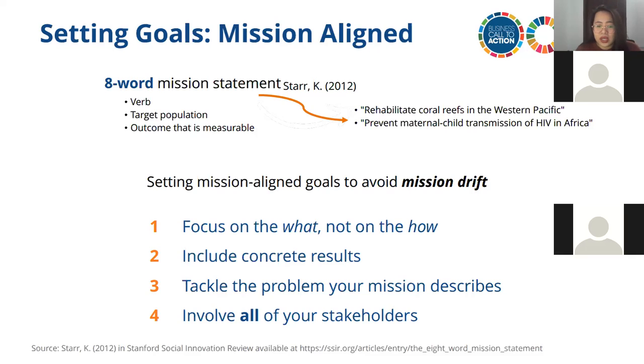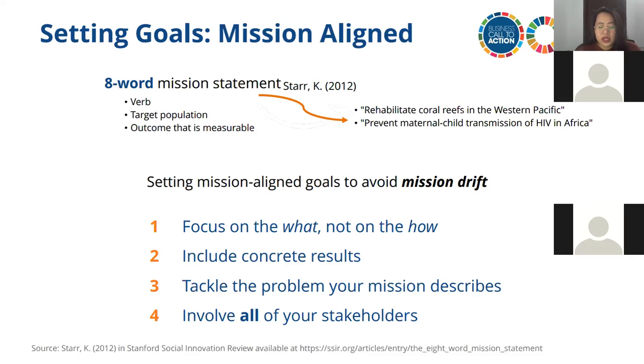It's not part of the workshop, but while we're doing this session, you can tweak it now. So we're going to do an 8-word mission statement. You have to set mission-aligned goals to avoid mission drift. What do you mean by mission drift? As the term indicates, it is basically what happens when your startup starts to move away from the goal or goals you outlined in the mission statement.